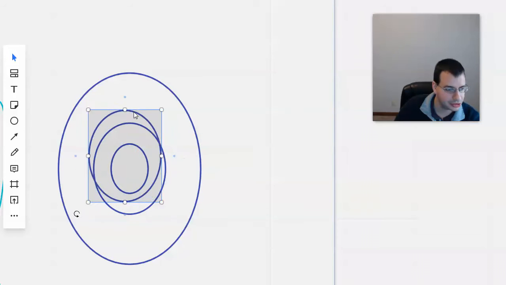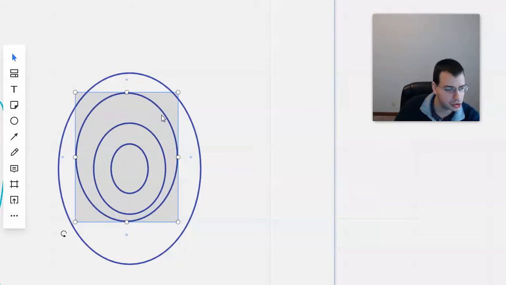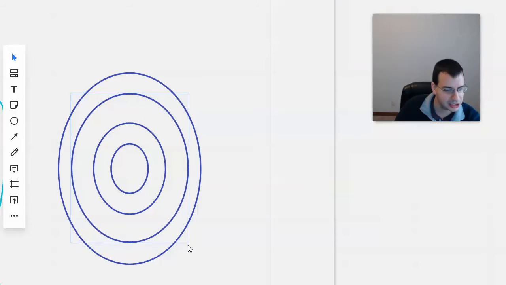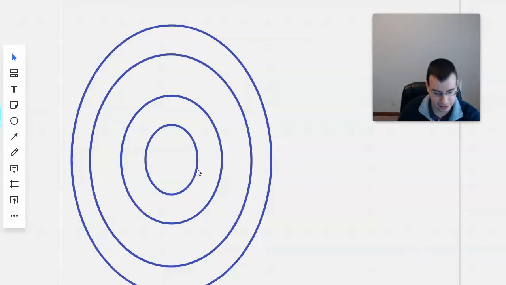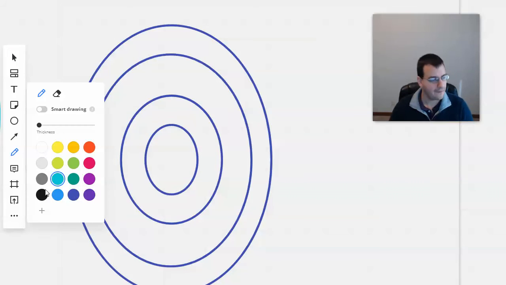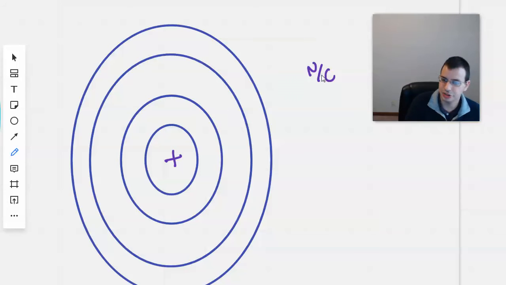Aha, at least that one's opacity. Alright. So now I got this crazy setup of concentric, semi-concentric, slightly off-centered circles. So you could say that, let's do purple, this here is your charge. And then you could say that each of these lines here, electric fields are generally measured in newtons per coulomb.